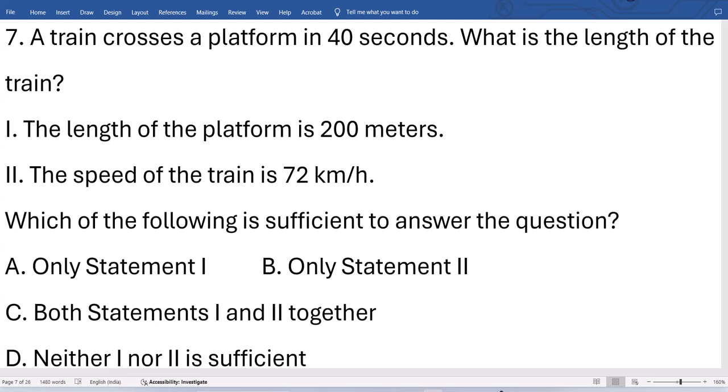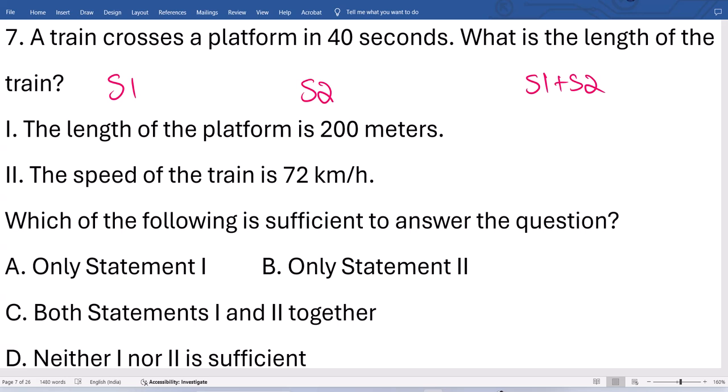Is it statement 1 data? Statement 1, what is there? The length of the platform is given. With that, can you find it? Or second data. See, generally we have to try. One alone, can I do it or not? Two alone, can I do it or not? If not, together we have to try. One alone, can you answer?